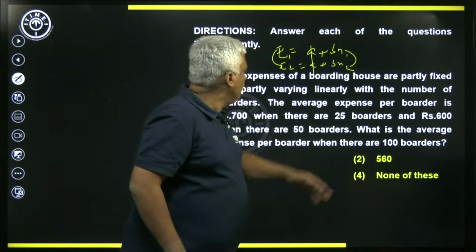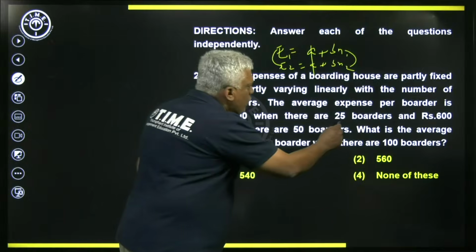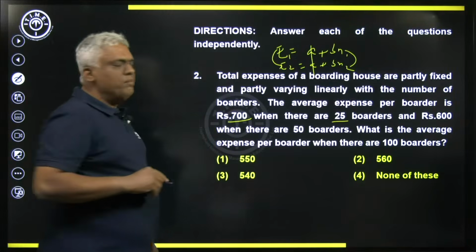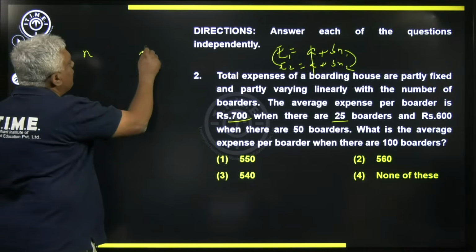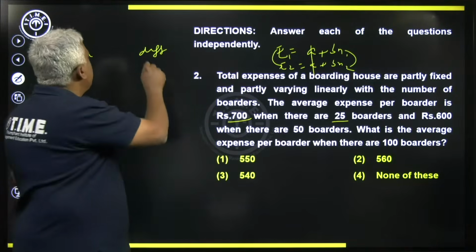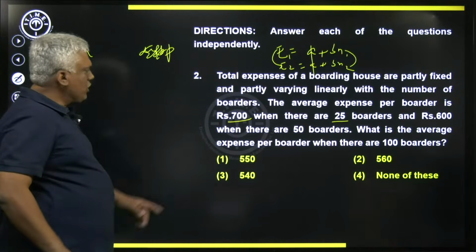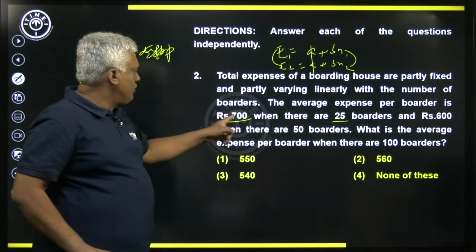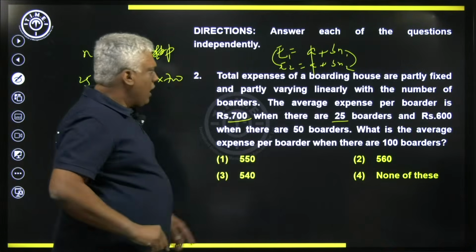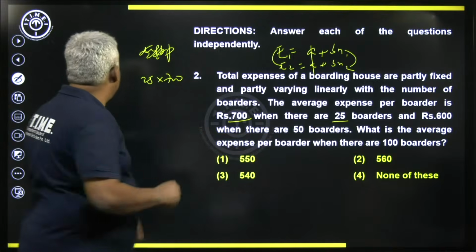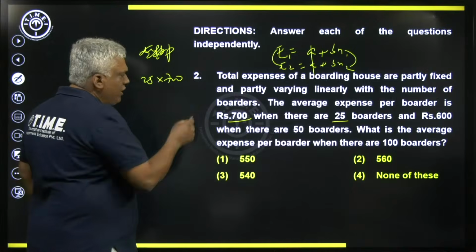Now you see what we can do is, in the beginning, how many are there? When there are 25 boarders, the average expense is 700. So when there are 25 boarders, total expenses is 700 into 25. Now it is 600 when there are 50 boarders. So it is 50 into 600.